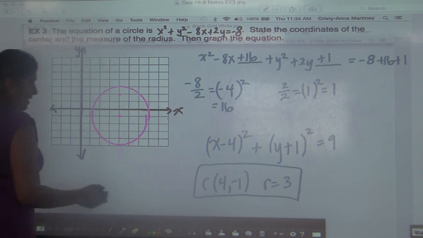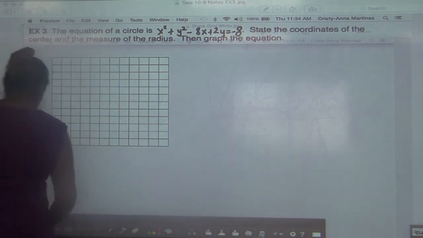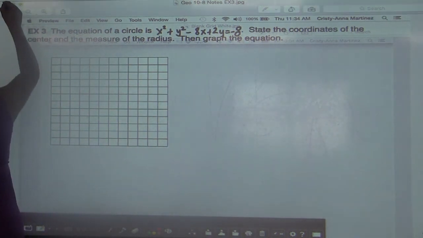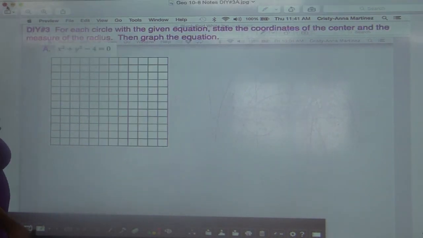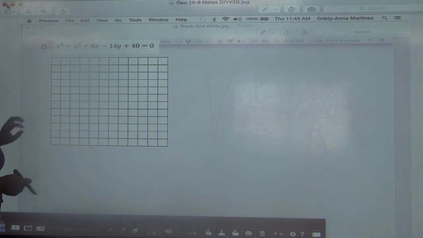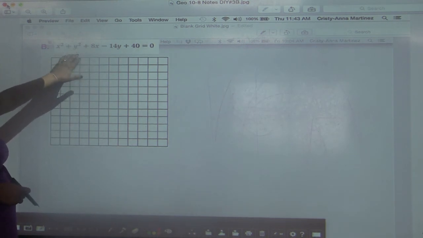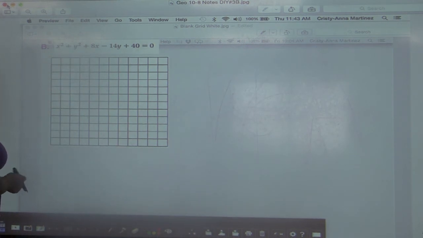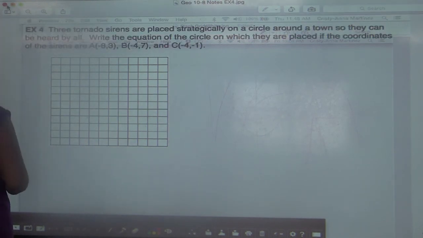Number 3, there's a part A and a part B. There is 3a, x squared plus y squared minus 4 equals 0 up here. And then you will do part B, which is x squared plus y squared plus 8x minus 4. So this one you have to complete the square on both of them actually. And so then we will go on to our example 4.